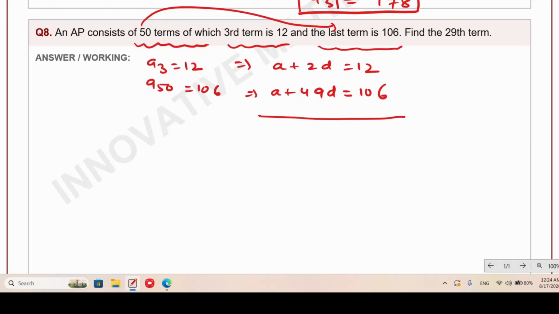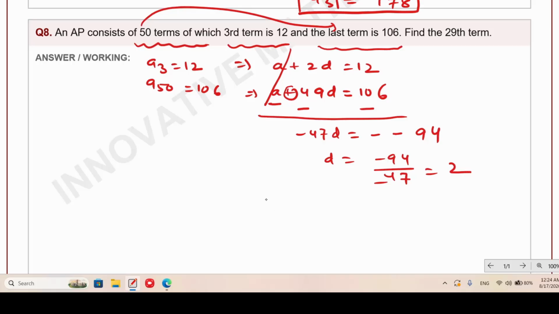Now, let's subtract. So plus becomes minus, minus. So this cancels. So minus 47D is equal to minus 94. So D is equal to minus 94 over minus 47, that is 2. The value of D is 2.